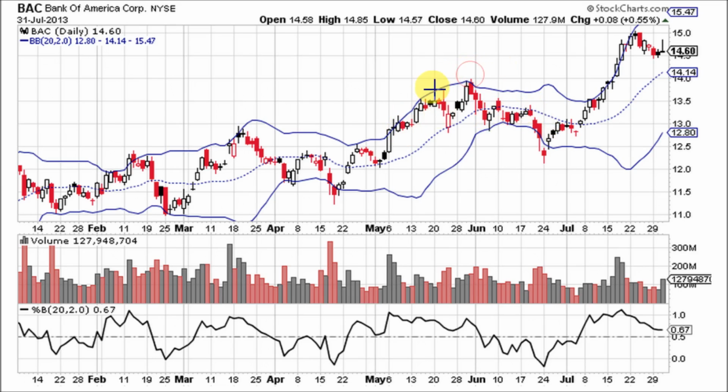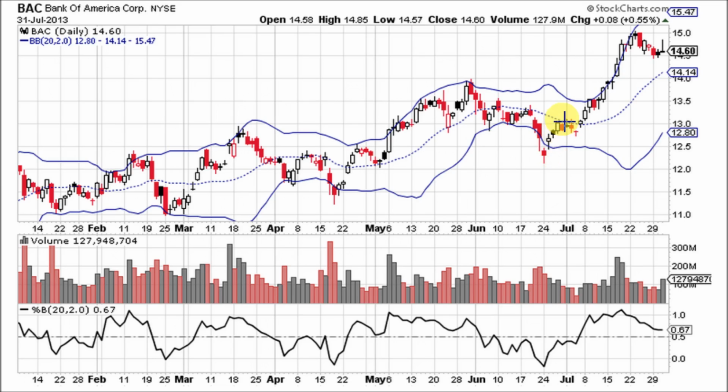Here's the head, here's the left shoulder, here's the right shoulder. It has two right shoulders, and when it breaks all support in this area, it falls below the lower Bollinger Band, forms a nice reversal candle. It's very oversold at below zero, so the buy was here. The run was from $12.50 to $15.